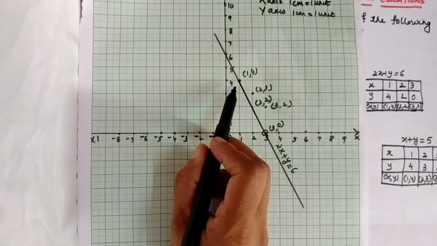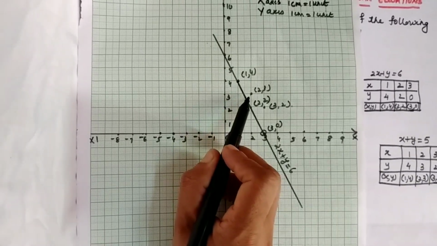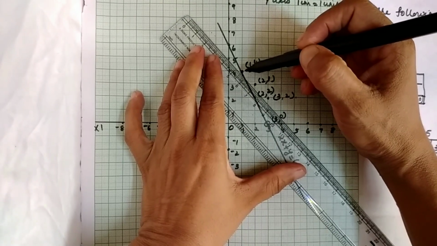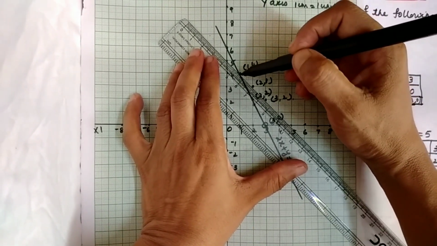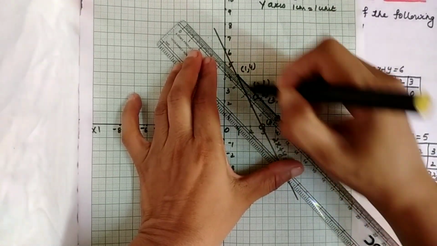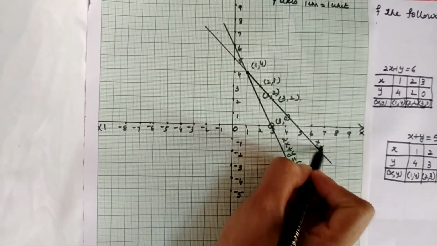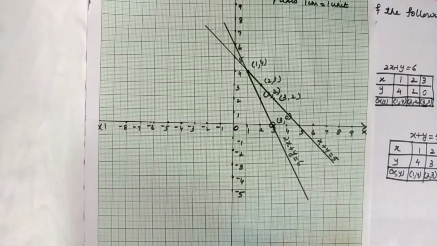Now you have to join these 3 points 1, 4, 2, 3 and 3, 2 using a scale. You will join it using a scale and extend it, and this is the equation x plus y equal to 5.